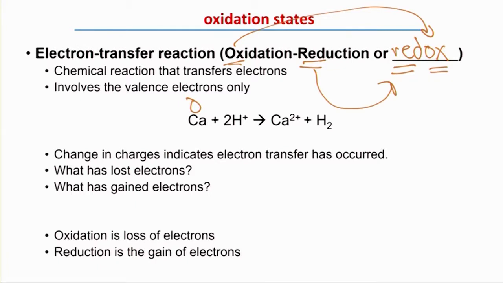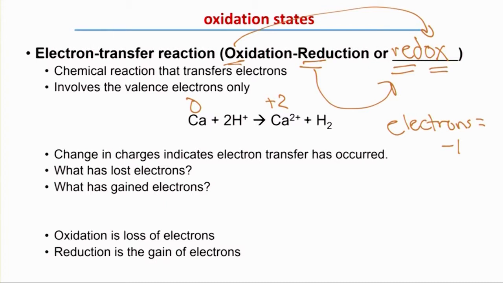Okay, and then over here it's a +2. Now, in order to go from a 0 to a +2, what had to happen? The calcium had to lose electrons. Remember, electrons have a -1 charge. So if you've now gone from no charge to a +2, you must have lost electrons.